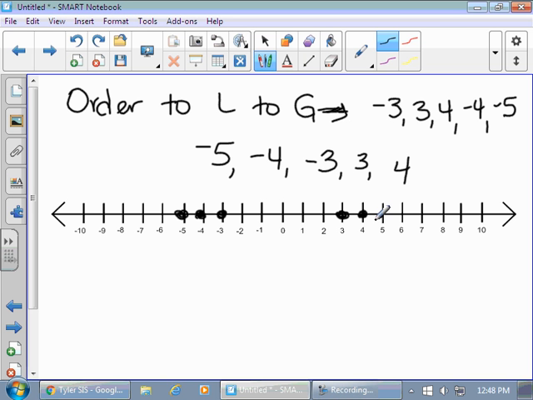Okay? So sometimes you may need to see the number line. Other times you may not. Sometimes they'll ask you to plot the points first and then put them in order. Okay? Yes. There was some of it, yes. Okay?